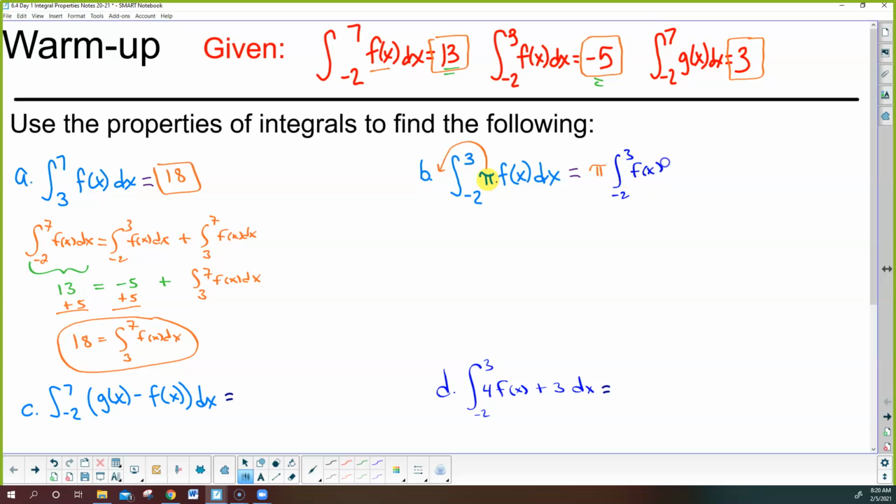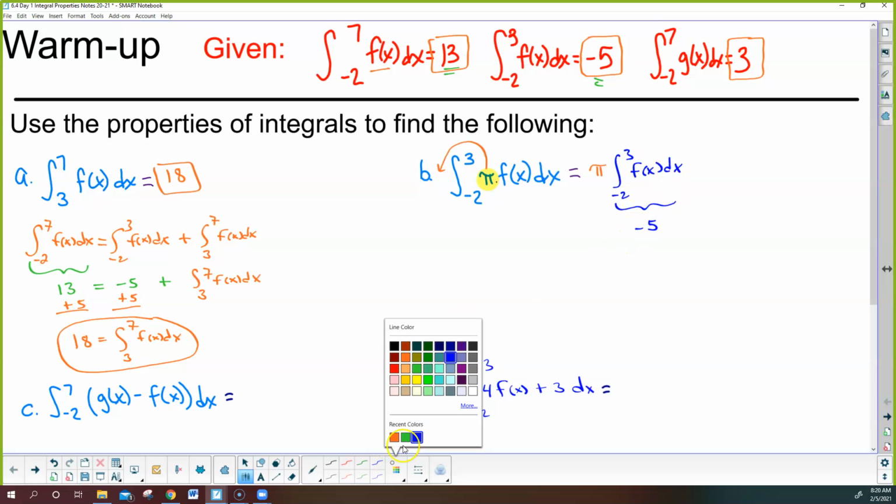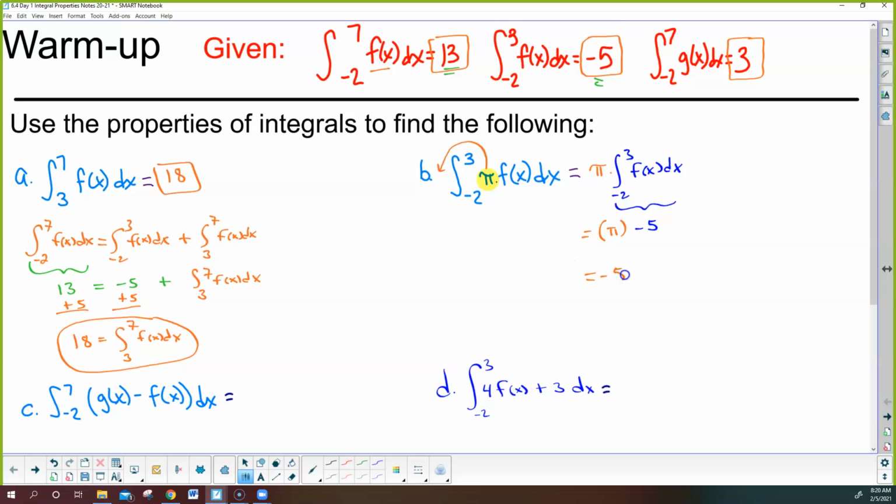And the reason why we would want to pull that out is now I know the area under the curve of -2 to 3 of f of x dx is equal to -5. So I know that this whole thing right here can be replaced with -5. And then I have to multiply that answer by pi. So this answer is just -5 pi. Okay, nothing super tricky there.